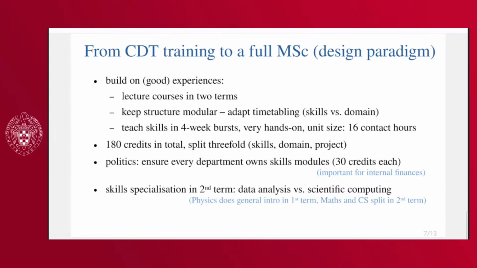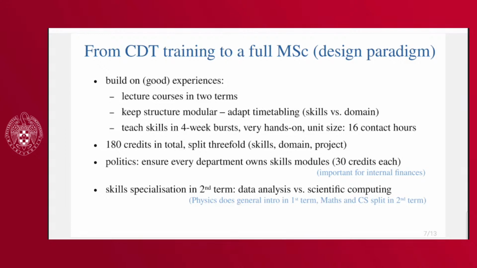Our course in total gives 180 credits. We split it threefold, pretty much equal thirds: 1/3 skills, 1/3 domain knowledge, and 1/3 the project. And then we had to make sure that, and that was a political thing, every department owns some skills modules and that everyone is happy, because ultimately, for the internal finances, you pretty much distribute the tuition fees per student according to the credits they are taught in a single department.